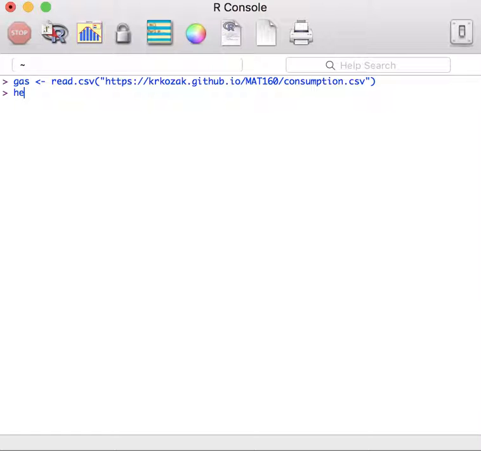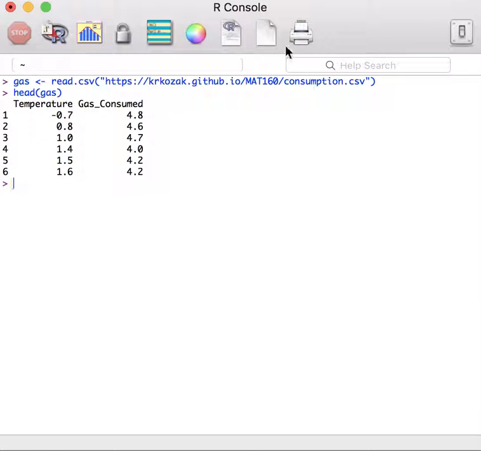It's always a good idea to do a head of the data set so you can see what the structure of the data set is. So looking at this, one variable is temperature with a capital T, and the other variable is gas consumed with G and C capitalized with an underscore. So just remember that when you go to do this.